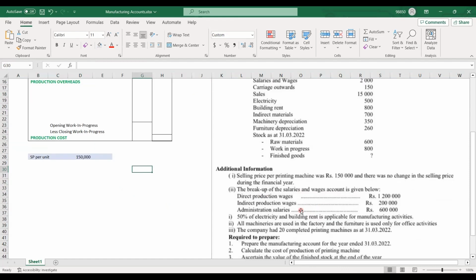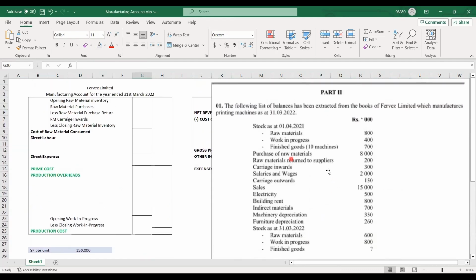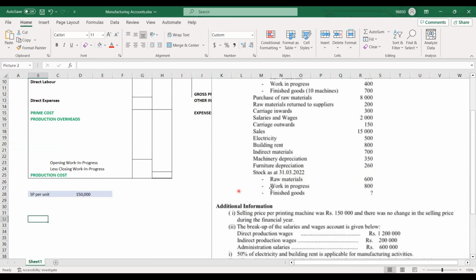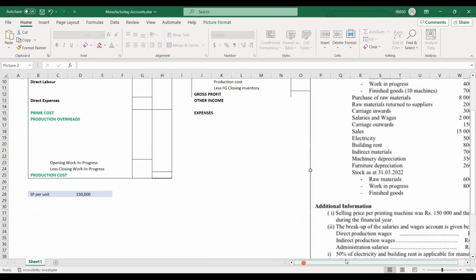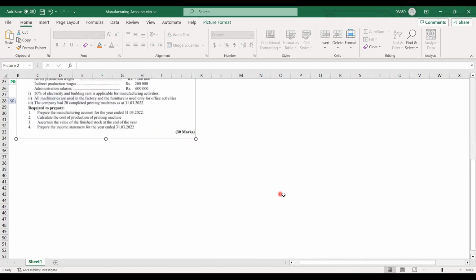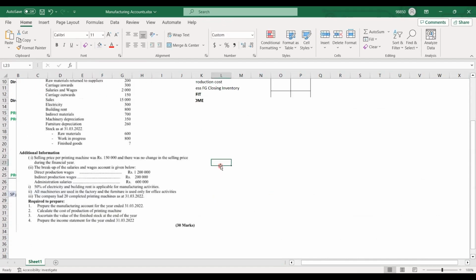The breakup of the salaries and wages account is given below. So there is a salaries and wages account, right? So it's 2,000, or actually 2 million, right? So I'll leave that here. Salaries and wages. So the full amount here is given, salaries and wages, 2 million. Let's just say 2,000.